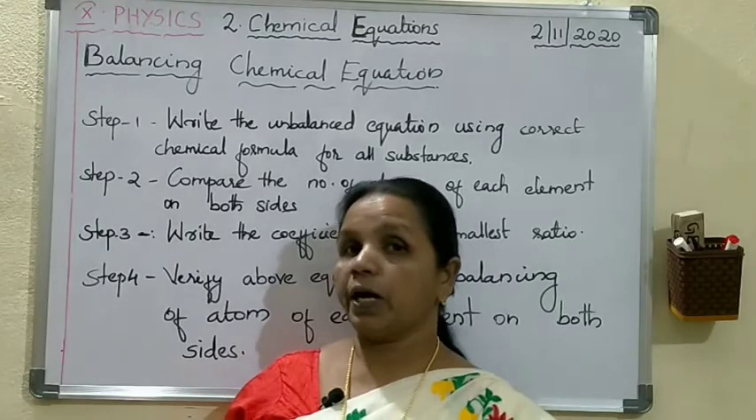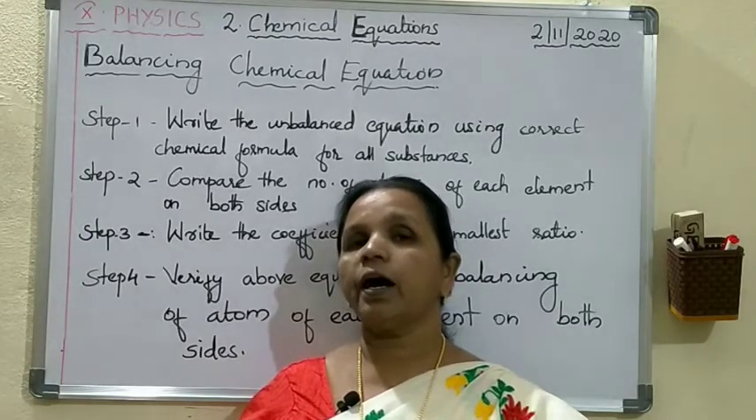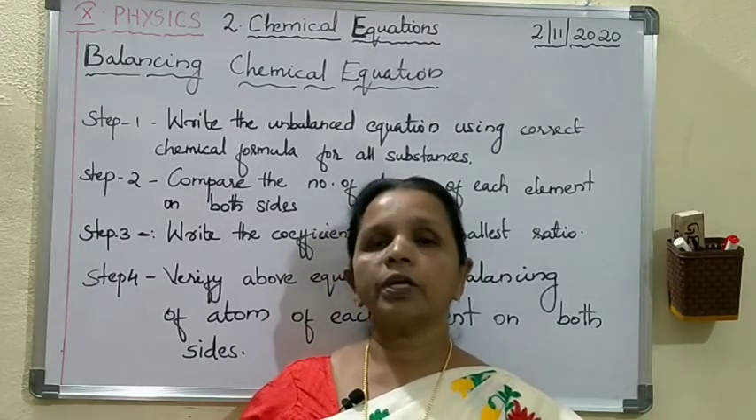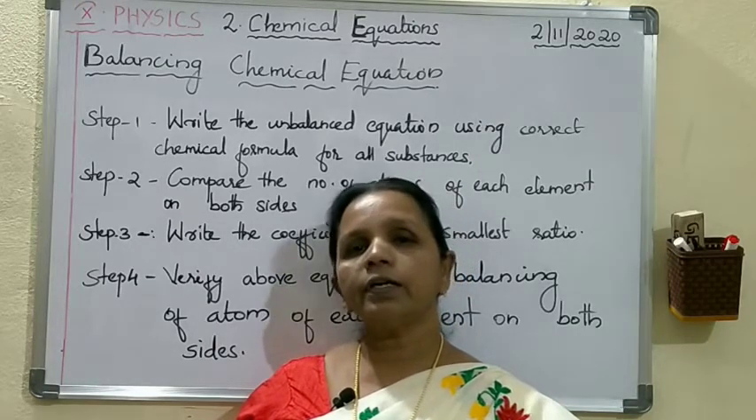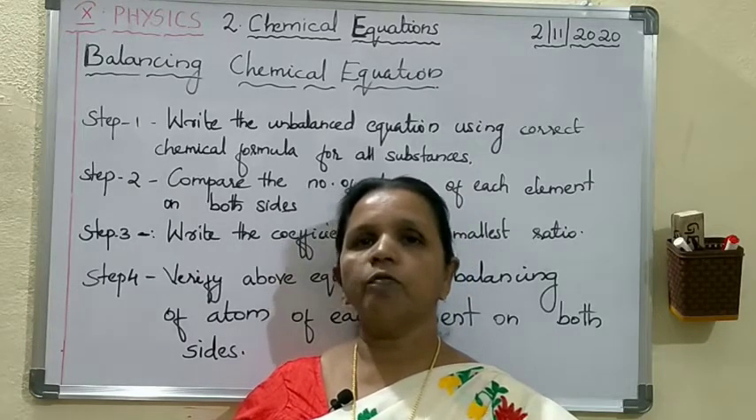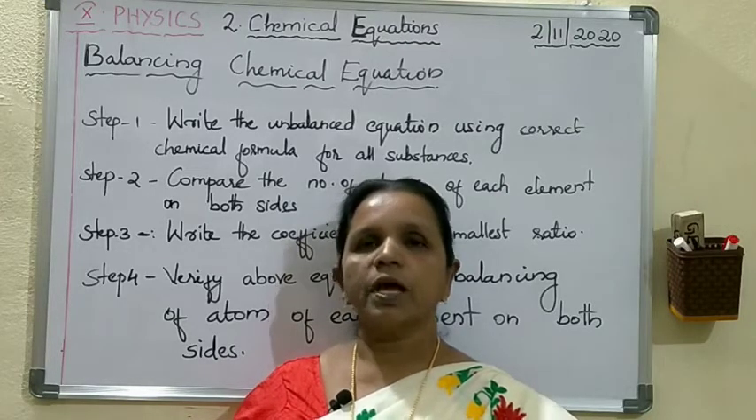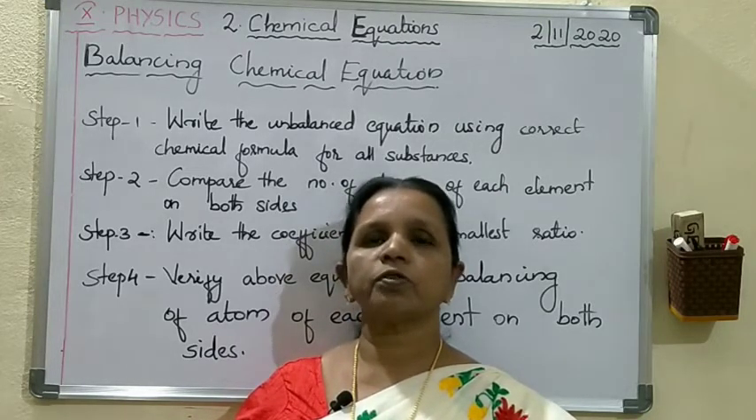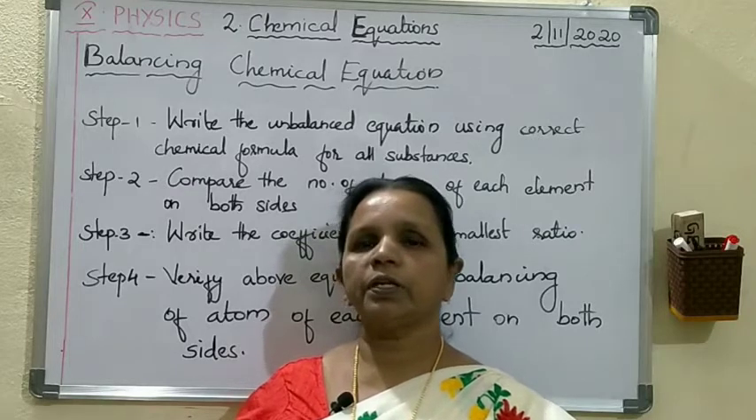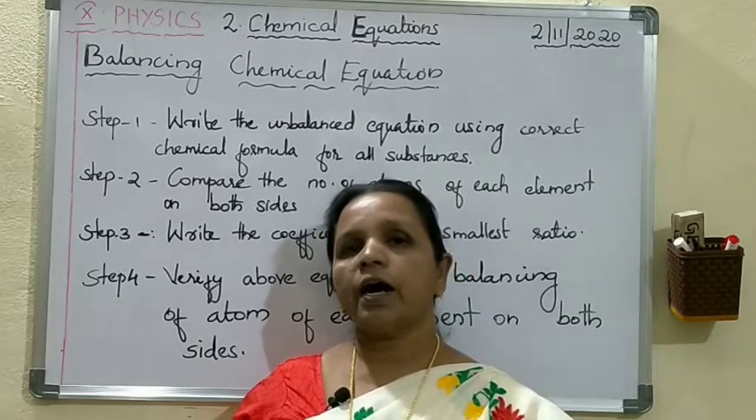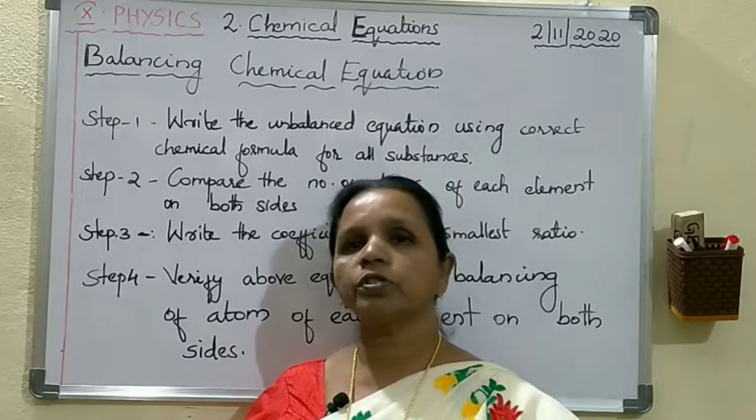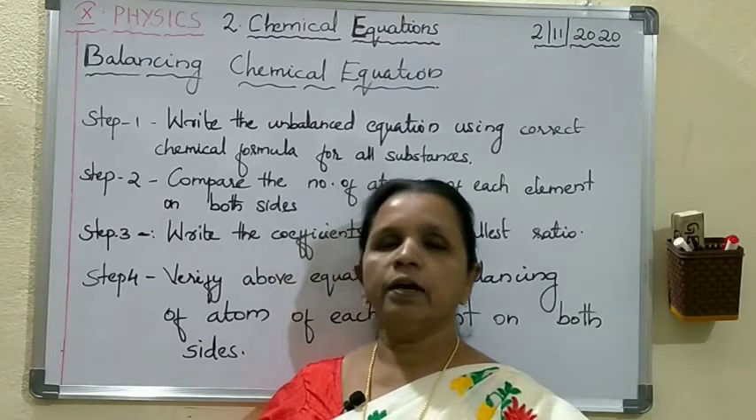Atoms are the smallest particles which participate in the chemical reaction. Then in a chemical reaction, who will decide the mass of the substance? The atom accounts for the mass of the elements participating in the chemical reaction. So we have to balance the number of atoms on both sides, the reactant side and the product side of the chemical reaction.